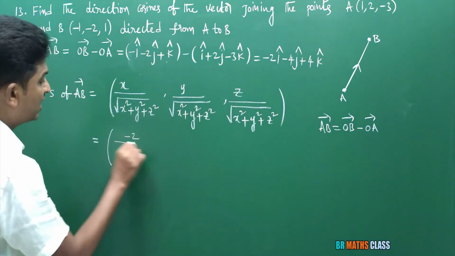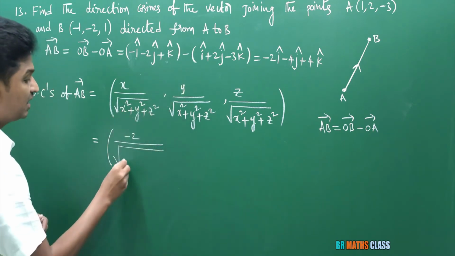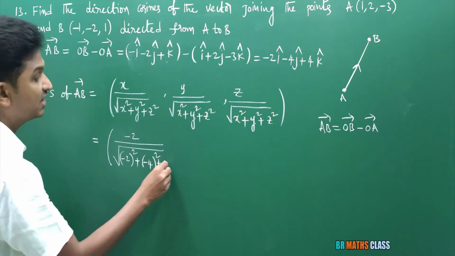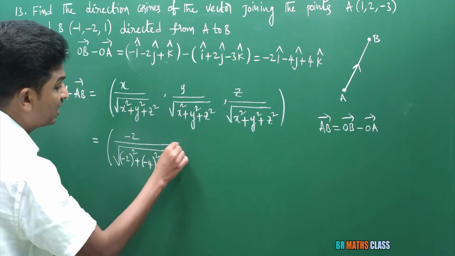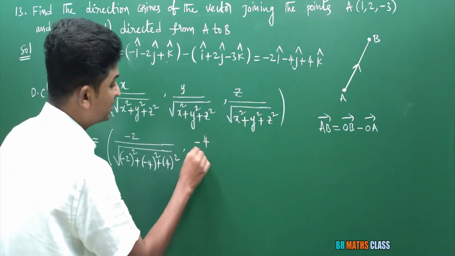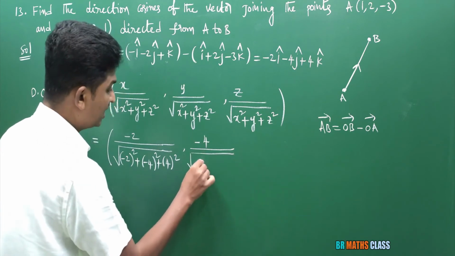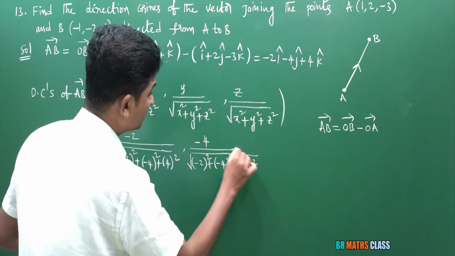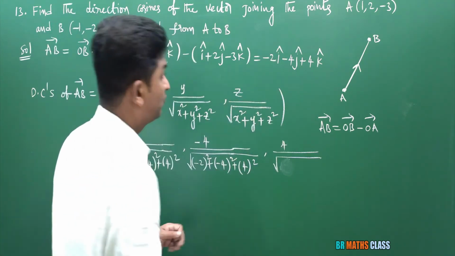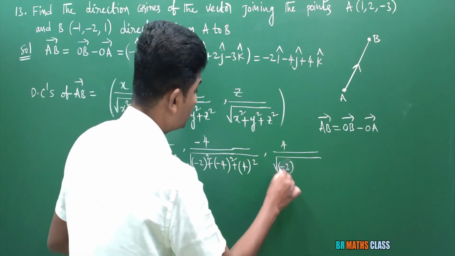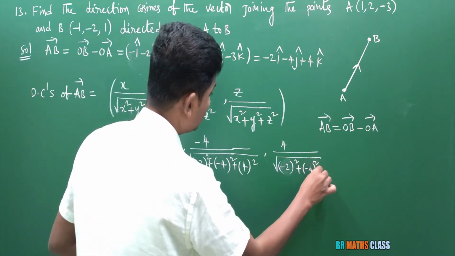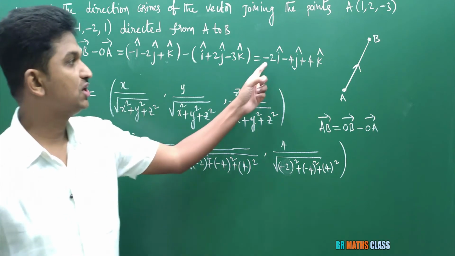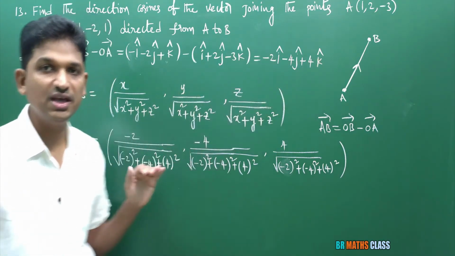X is minus 2 divided by root over (minus 2) whole square plus (minus 4) whole square plus 4 whole square. Comma, what is y? Y is minus 4 divided by root over minus 2 whole square plus minus 4 whole square plus 4 whole square. Comma, what is z? Z is 4 divided by root over minus 2 whole square plus minus 4 whole square plus 4 whole square. In this formula, in place of x, y, z, I substituted minus 2, minus 4, 4 respectively to get this.